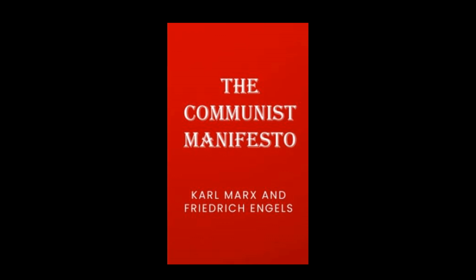bourgeoisie. The Communist Manifesto has had a profound impact on the political and intellectual history of the world. The book has inspired countless revolutions and has been the subject of much debate and analysis. Despite its flaws, the book remains a powerful call to action for those who seek to create a more just and equal society.